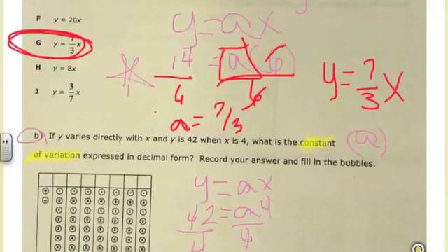Good. So then what would be the next step if I want to solve this problem? So I've got 42 over 4 equals a. So it's asking me for a decimal, so I need to go ahead and divide that out. Alright, 42 divided by 4 is what in the calculator? 10.5. Thanks, Gabe.